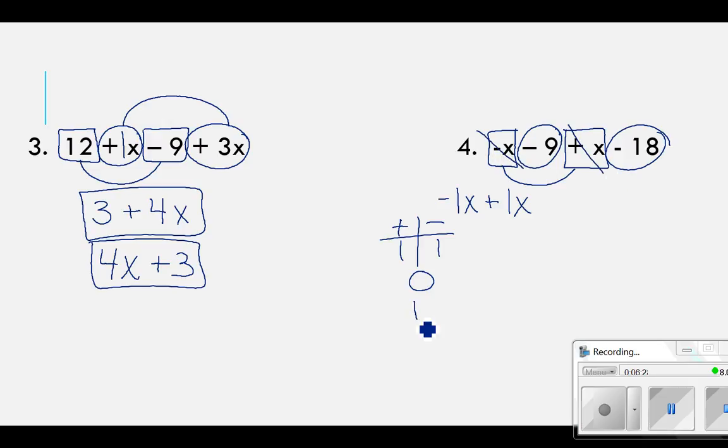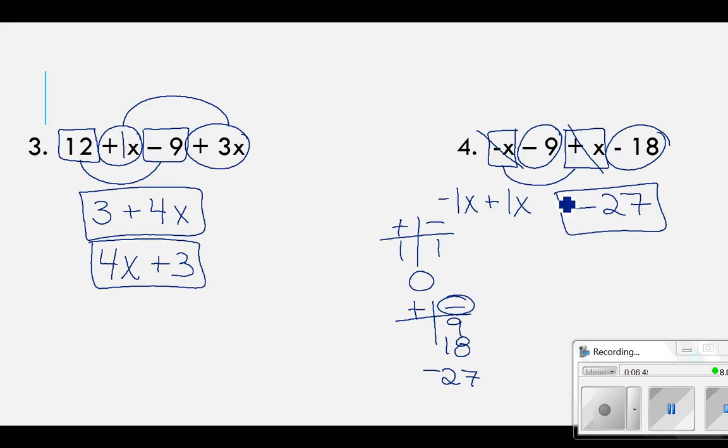So now I can make a t-chart with negative 9 and negative 18. They're both going to go on the negative side, so I can add them together. That equals 27. They're on the negative side, so the answer is negative. So the simplified answer for this expression would be negative 27.